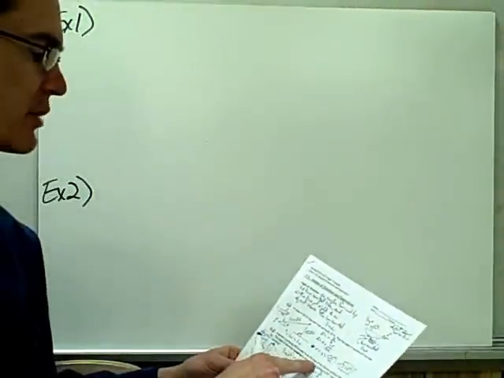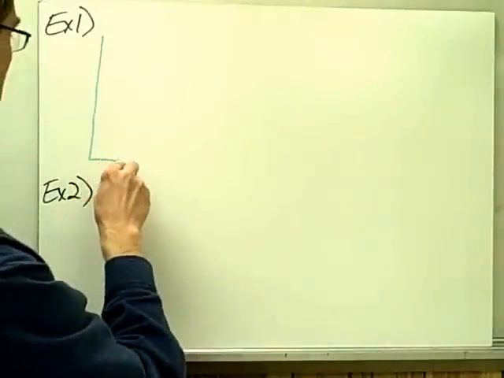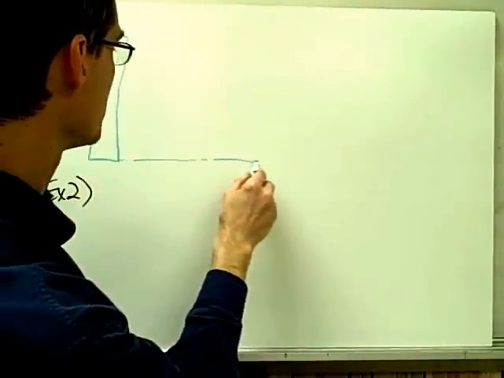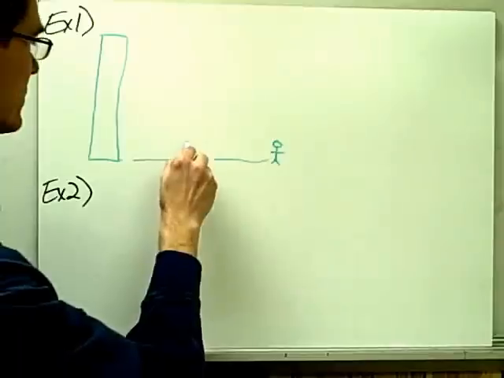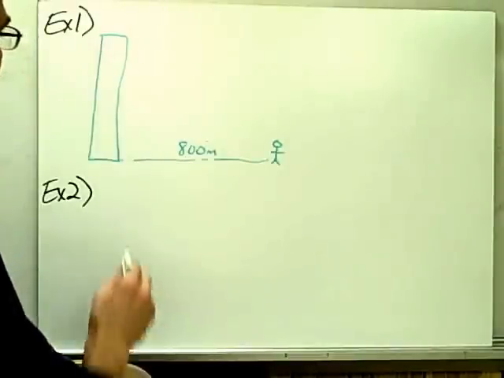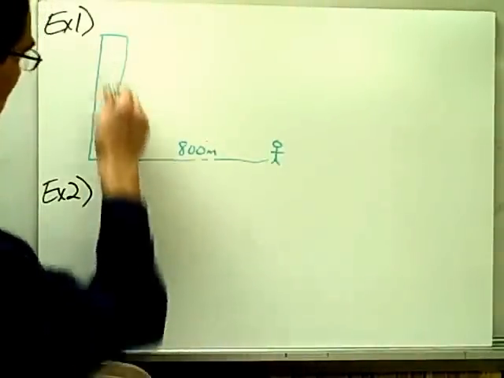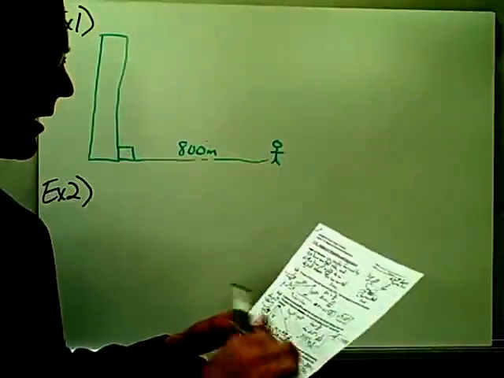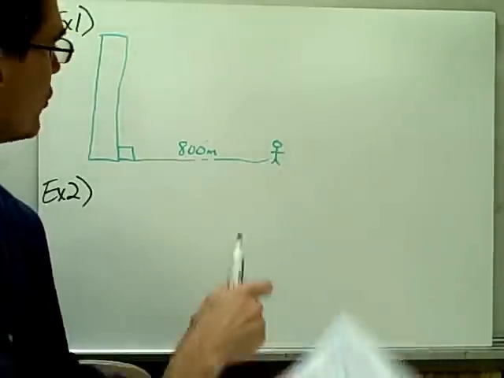Person is standing 800 meters away from the base of the Chrysler building. Okay, so here's my Chrysler building, and a person is standing 800 meters away. So here's my person, 800 meters away. Here's the Chrysler building, and I'm going to assume that the Chrysler building forms a right angle. It's standing straight up and down. It's not leaning.